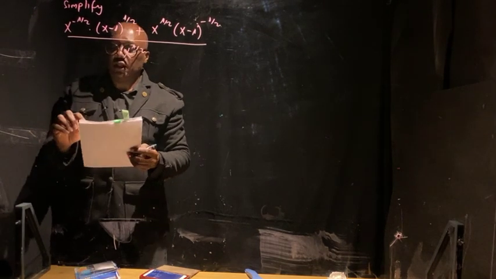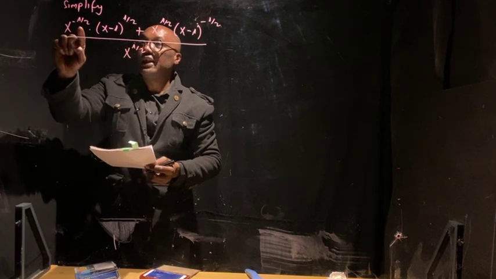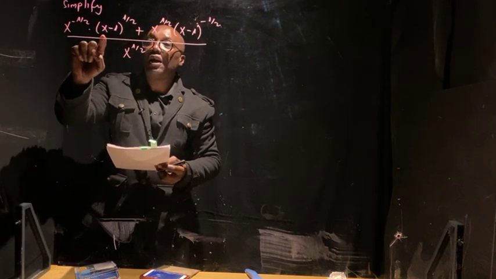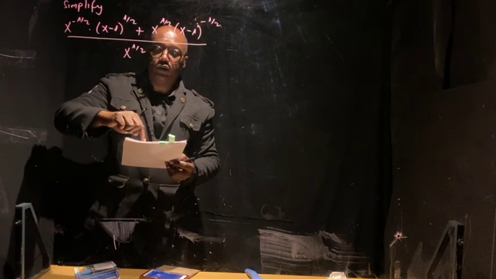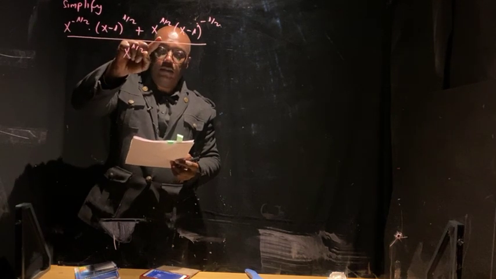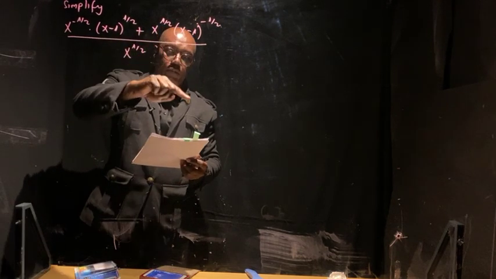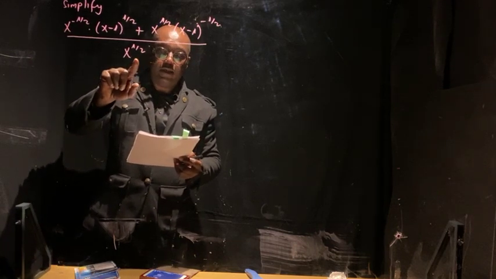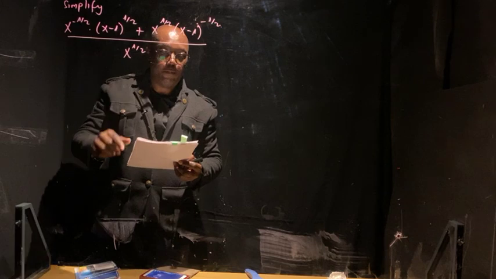Let me double check it. x raised to the power negative half, correct? x minus 1 raised to the power half, correct? Plus x raised to the power half, correct? Multiply to x minus 1 raised to the power negative half, correct? All divided by x raised to the power half. Good.